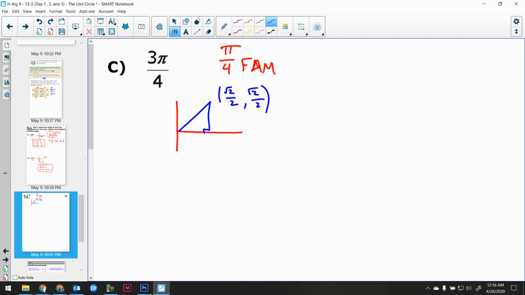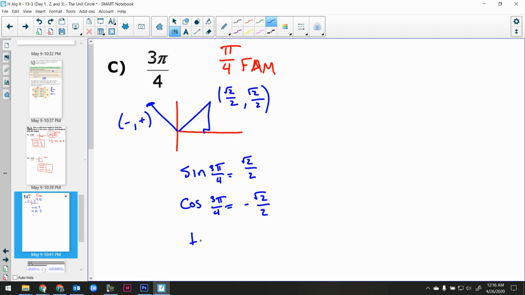right? Now we just have to figure out what quadrant this is in. Well, since it's 3 pi over 4, it's not fully 1 yet. So that means it's over here. That's the 3 pi over 4. Now since it's in that second quadrant, that is going to give me a negative, positive, right? Negative x value, positive y value. So the sine of 3 pi over 4 is going to be the positive y value, radical 2 over 2. The cosine of 3 pi over 4 is going to be the negative x value.